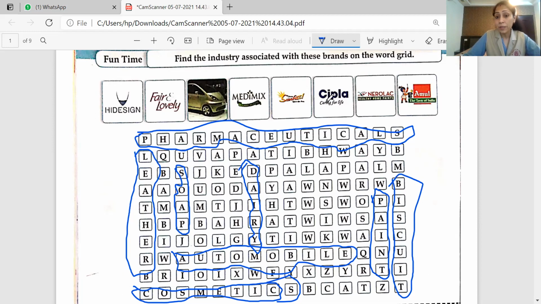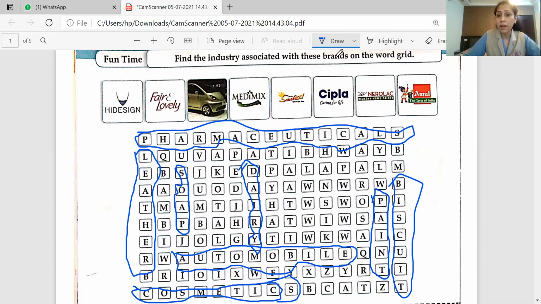Now Cipla, Caring for Life, it is a pharmaceutical company which deals in the manufacture of medicines. Fine, it is pharmaceutical. The company which makes medicine is called pharmaceuticals. Over here it is, and be particular with the spellings also. Pharmaceuticals, the way it is pronounced, the way it is spelled also.